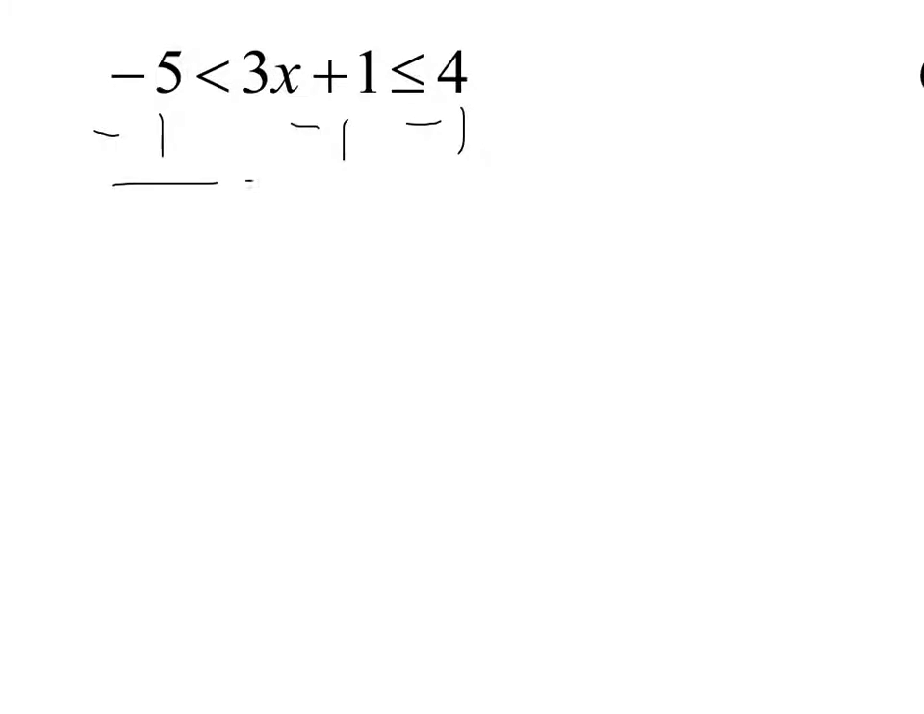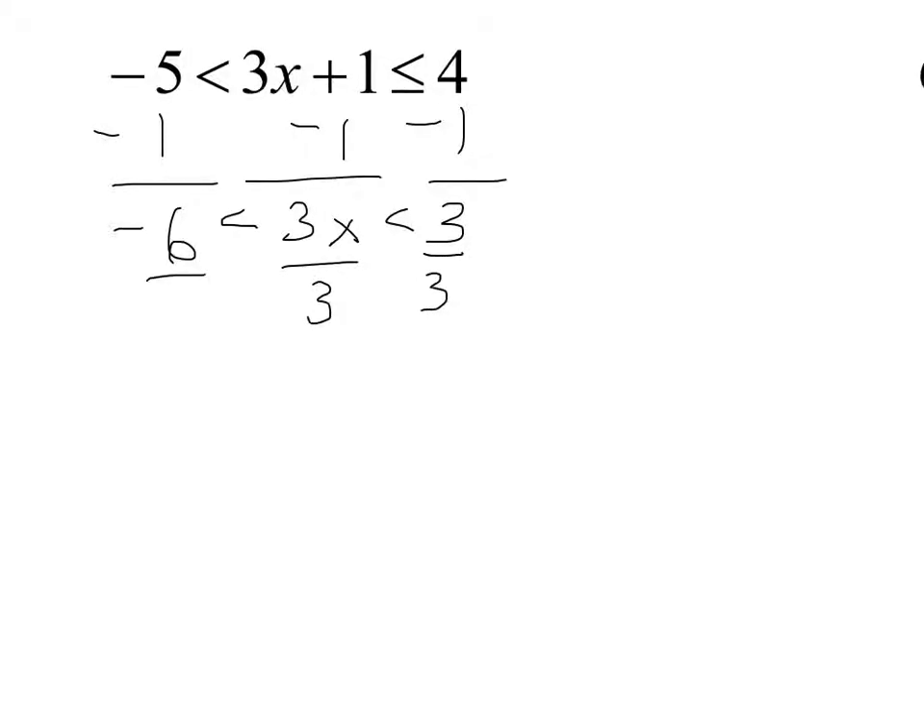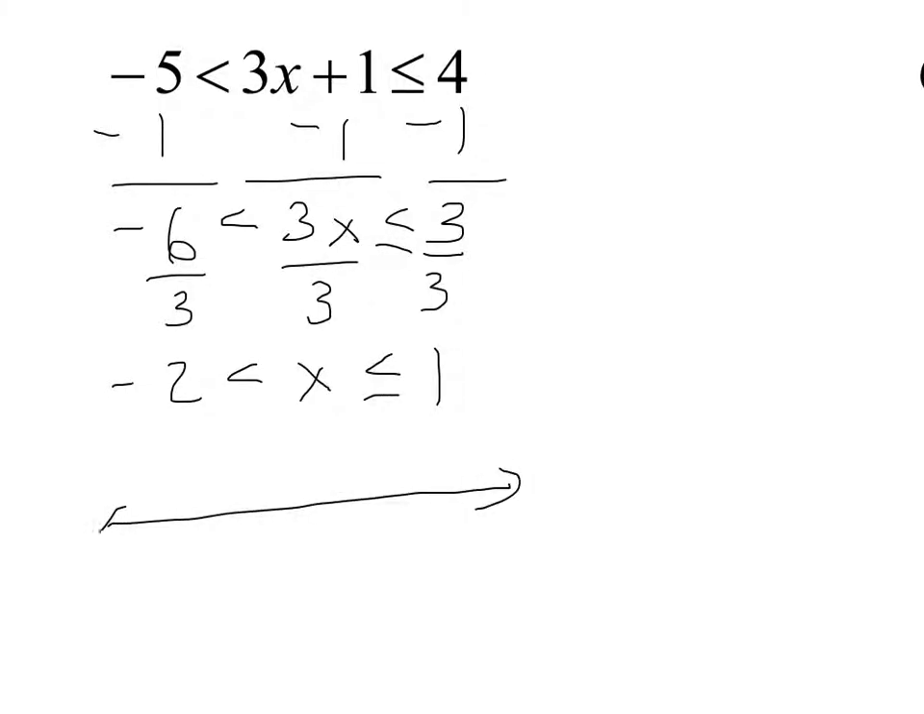We have 3 locations now to subtract 1. Negative 6, 3x, 3. Divide all 3 locations by 3. Negative 2, x, 1. So on the number line, x is between these two values, negative 2 and 1. It cannot be equal to negative 2. It can be equal to 1. Make sure you do your hollow and your solid circle correctly.